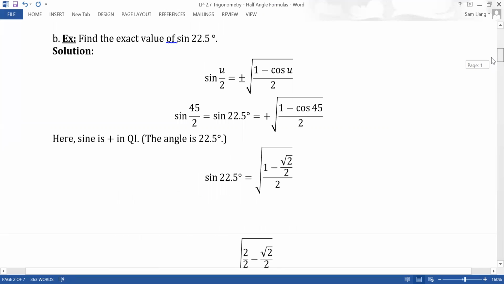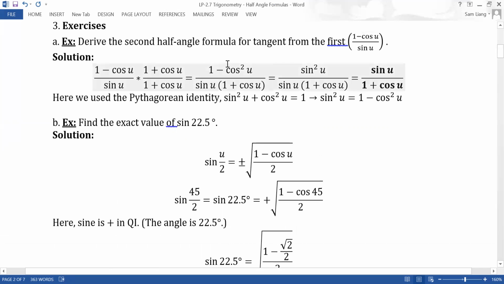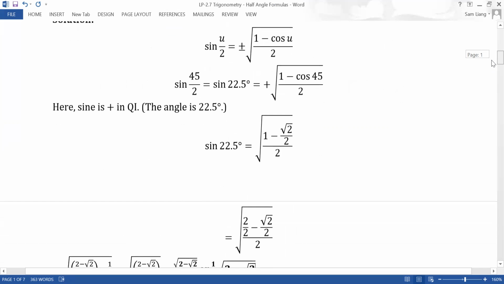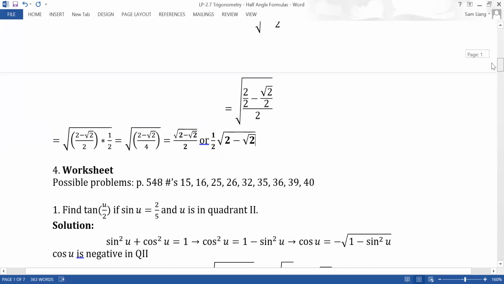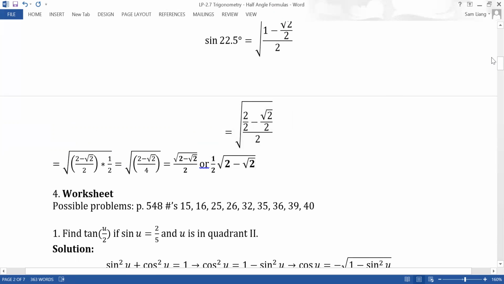All right. If you need any of these solutions, pause the video here. So here's the proof, or the derivation rather, and then we have this. So find the exact value of sine of 22.5. Those will be these steps, and then other steps are here.